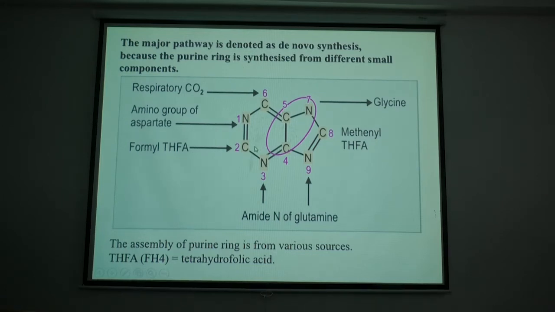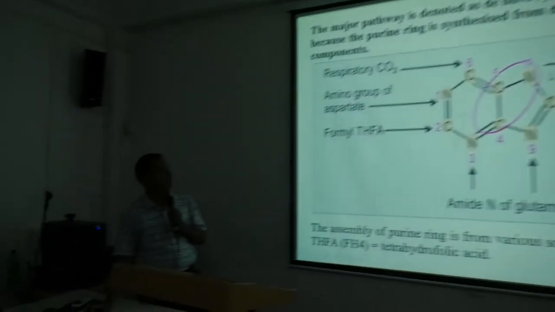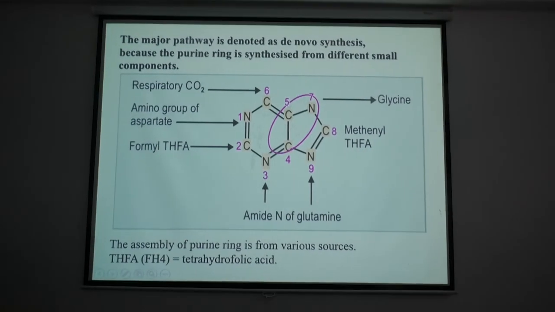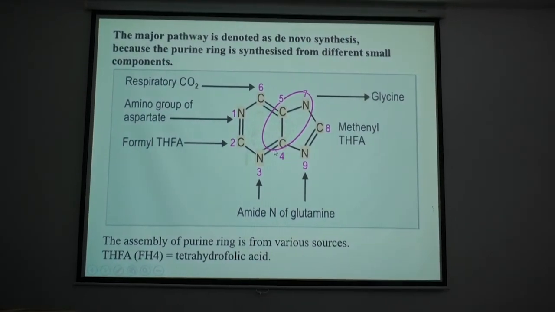And carbon number 2 and carbon number 8 will be from tetrahydrofolic acid. And carbon number 6 is from carbon dioxide. This is very important. Understand? So short notes may come on the various components from which purine will be synthesized.